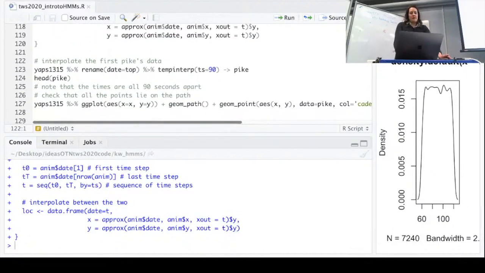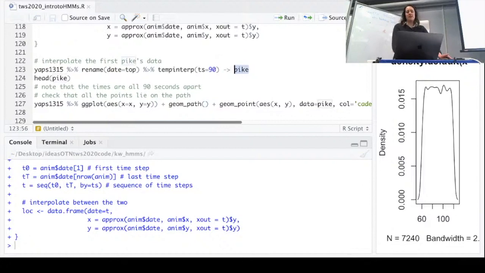And then interpolate the first pike's data, so YAPS 1315. I just renamed the date column, I renamed TOP to date, to work with my function. Then I run my function using a time step of 90 seconds, and then I write assign this Pike.